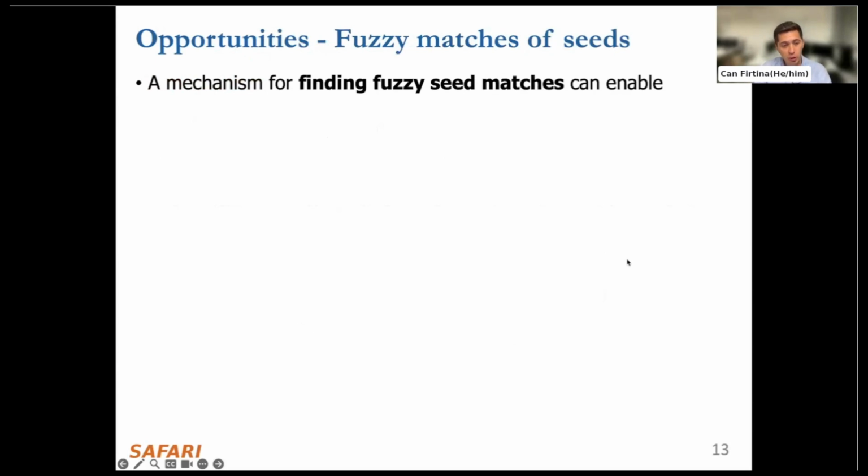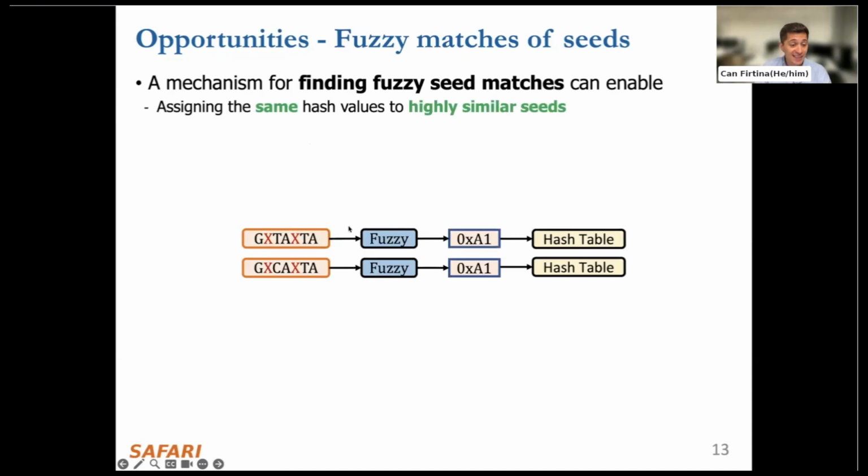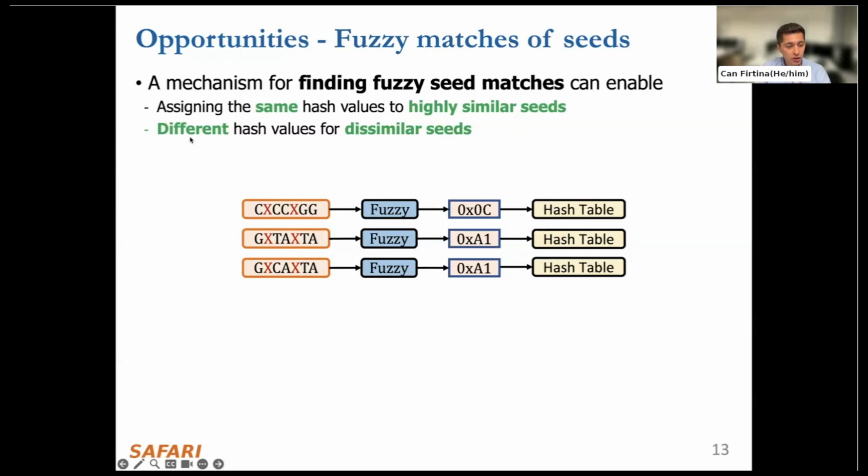So then what will be the opportunities of fuzzy matches of seeds? A mechanism for finding fuzzy seed matches or approximate seed matches can enable assigning the same hash value to highly similar seeds. So these seeds may not be exactly matching, but they can still be highly similar to each other. And a fuzzy seed matching technique would then ideally generate the same hash value for these highly similar seeds so that we can match them efficiently. But still, we would want to generate different hash values for dissimilar seeds. And it should still provide high performance.